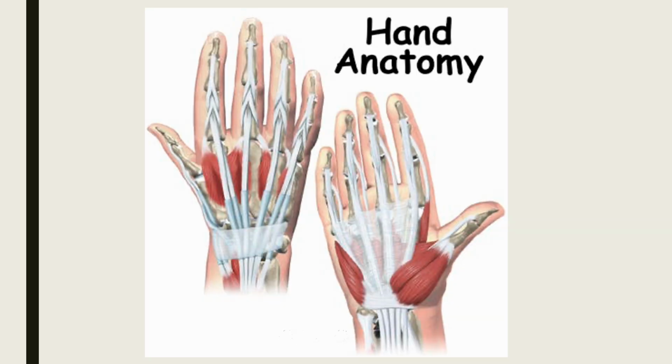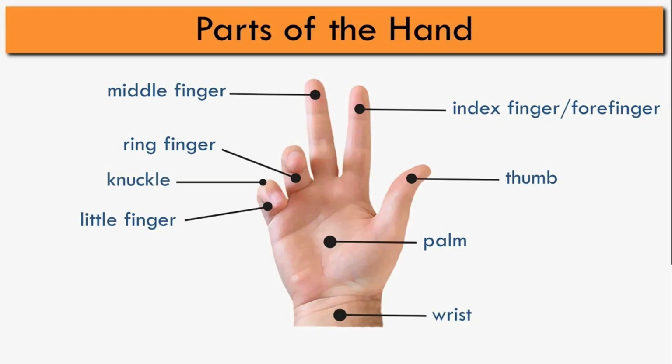Now let's talk a little bit about hand anatomy. The hand is a sensory organ as well as a manipulative tool. The hand consists of three parts: the wrist bones, metacarpal bones, and phalangeal bones. The joints connecting them form the anatomic foundation of the hand.